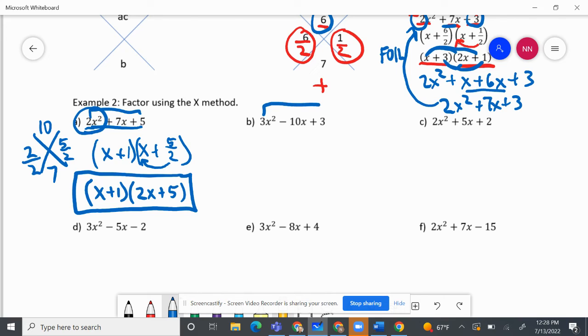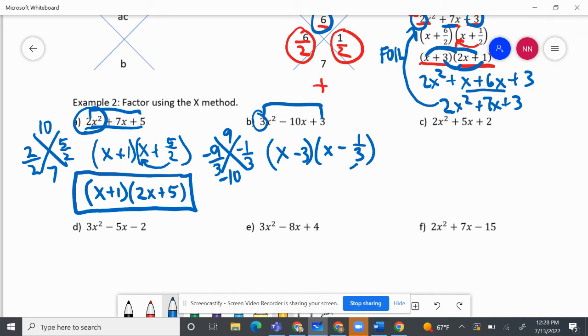So for letter B, 3 times 3 gives us a 9. So we're looking for two numbers that multiply together, give us a 9, add up to negative 10. That would be negative 9 and negative 1. Because the leading coefficient is 3, I'm going to divide each of those by 3. The first one goes in evenly. 9 divided by 3 is 3, so that's x minus 3. The second one does not. So what I'm going to do is take the 3 and bring it to the top, and I get x minus 3 and 3x minus 1.